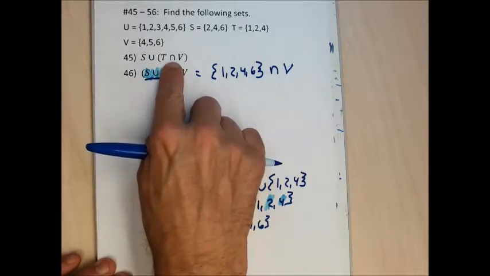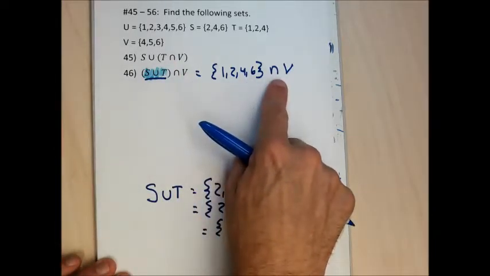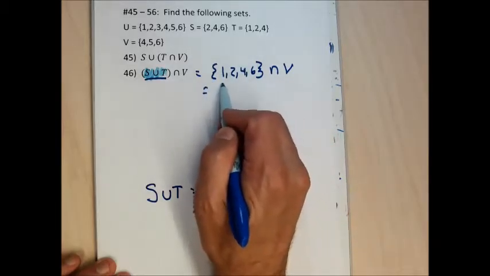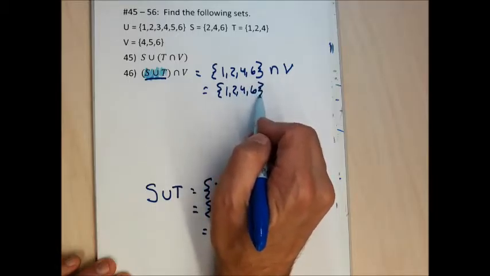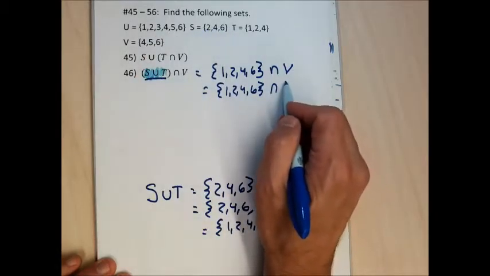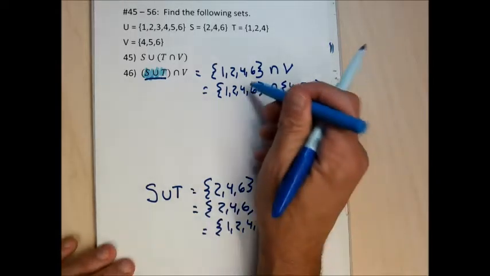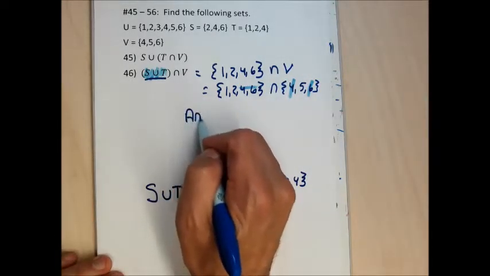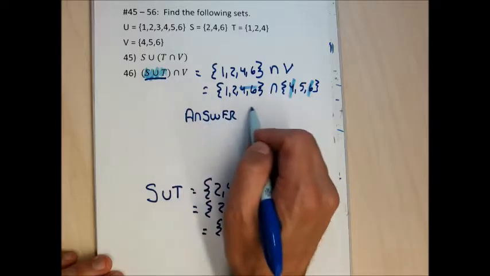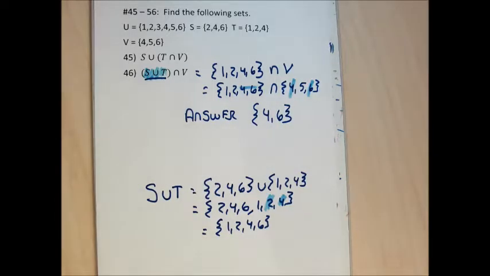So my first step in problem 46 is to do the parentheses. Your first step in problem 45 is going to be to do that parentheses. Now I have the parentheses done. I need to do the ending intersection V. So I'm going to take what S union T is, which is 1, 2, 4, and 6, and I'm going to intersect that with V, which is the set 4, 5, and 6. And of course, when I intersect, I write what they have in common, and what these two sets have in common is 4 and 6. My answer to problem 46 is going to be the set that contains the numbers 4 and 6. I almost think your 45 is easier, but I could be wrong.